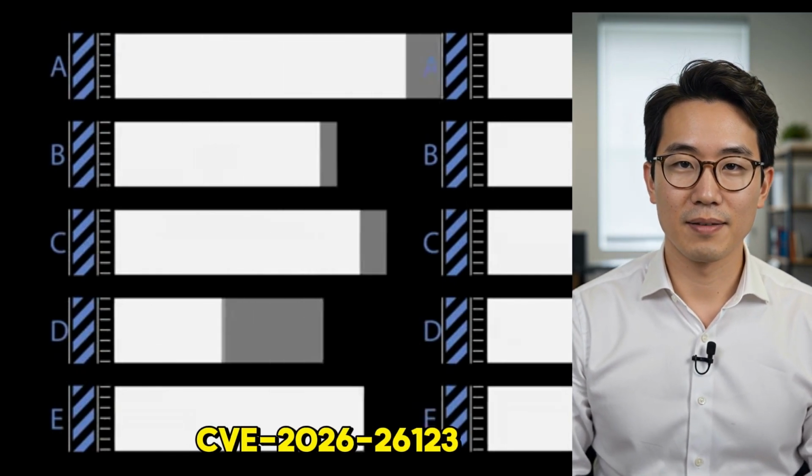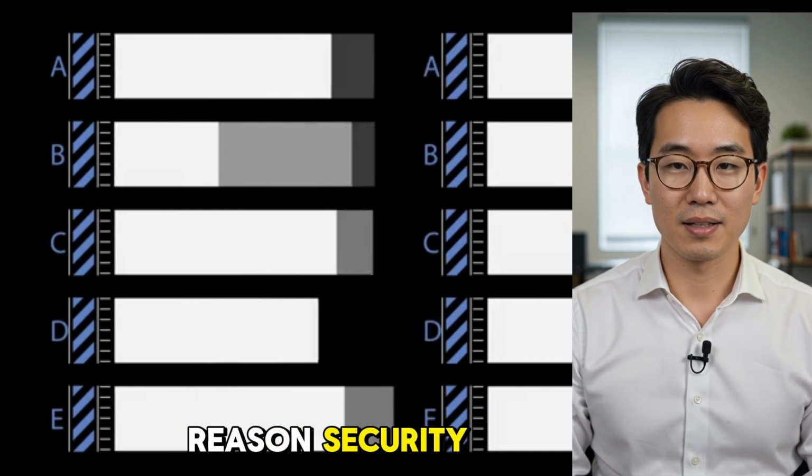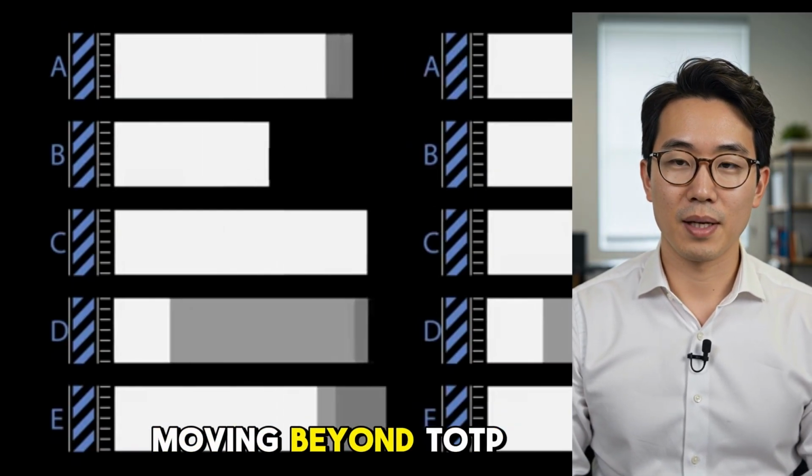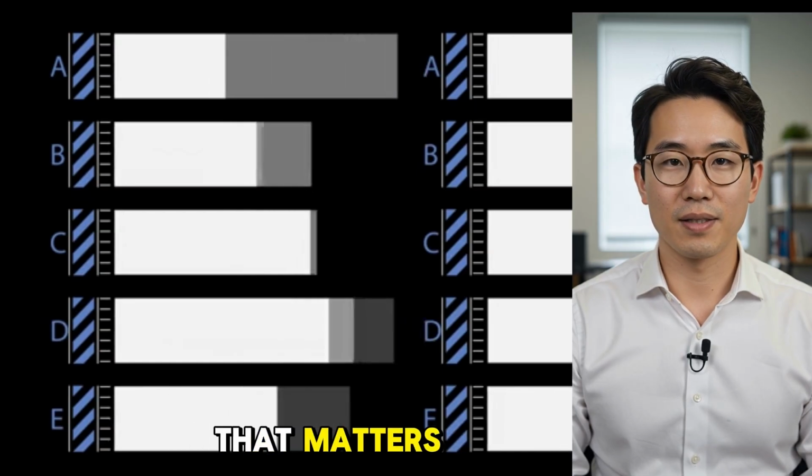And events like CVE-2026-26123 are exactly the reason security professionals recommend moving beyond TOTP to phishing-resistant authentication for any account that matters.